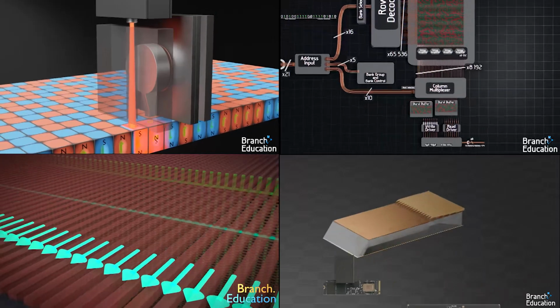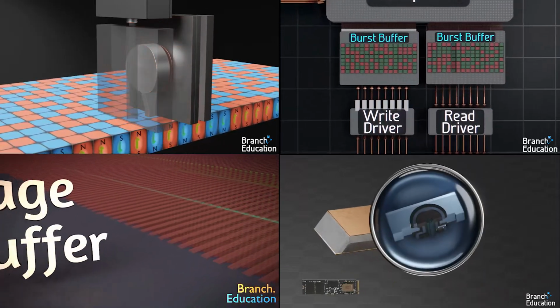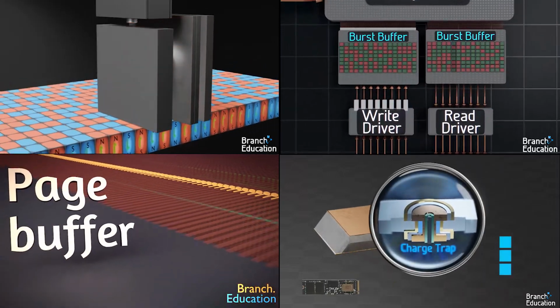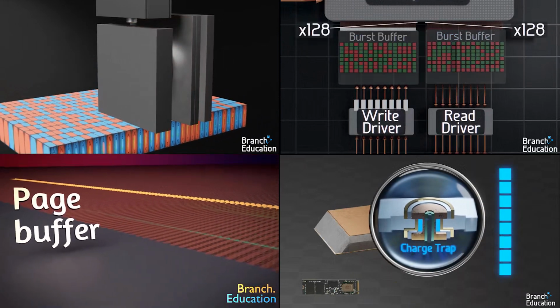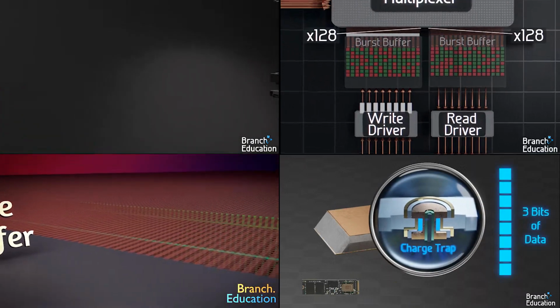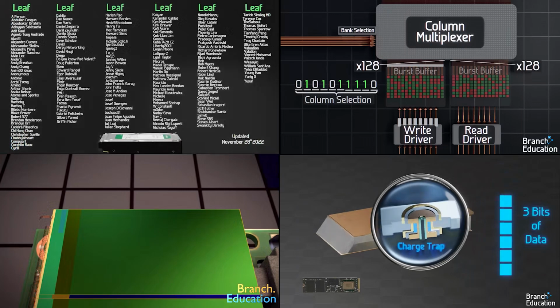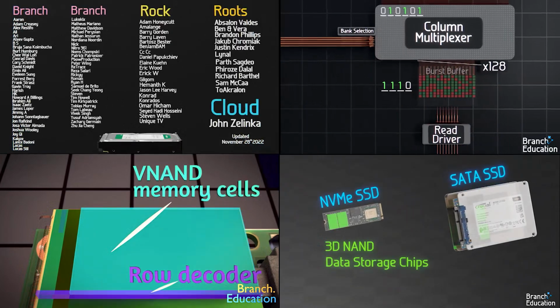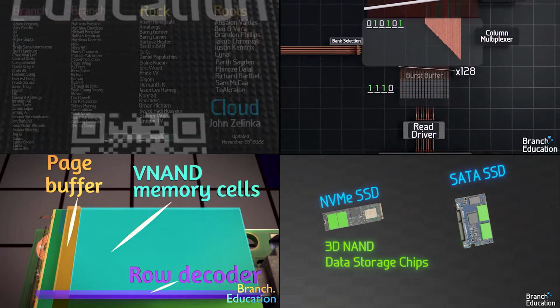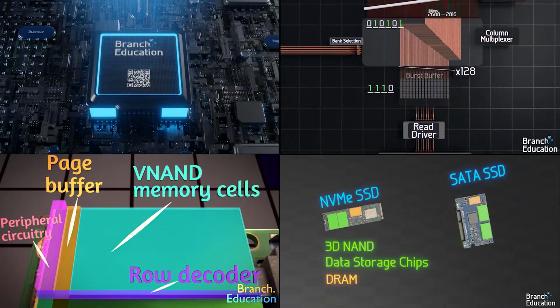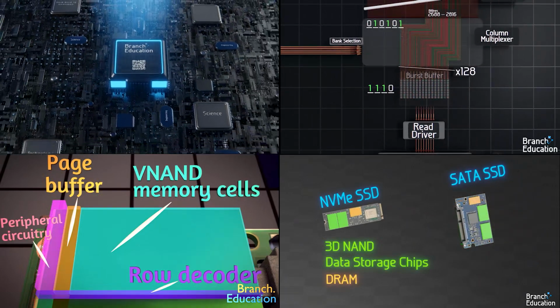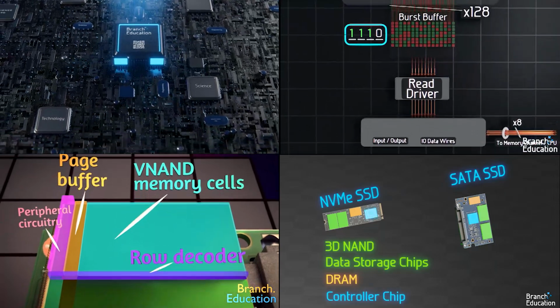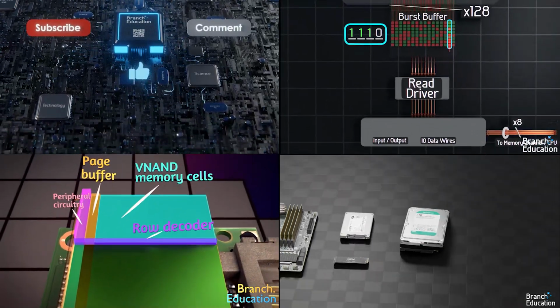Zooming in on a single SSD memory cell, we find a charge trap which stores different levels of charge, allowing for 3 bits of data to be more permanently saved. Looking at the NVMe and SATA SSD, both have a few 3D NAND data storage chips, a DRAM chip for buffering and holding the data mapping table, and a controller chip. Let's move on and dissect the hard disk drive.